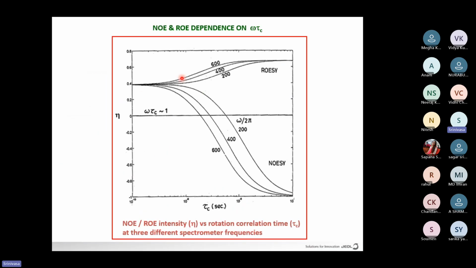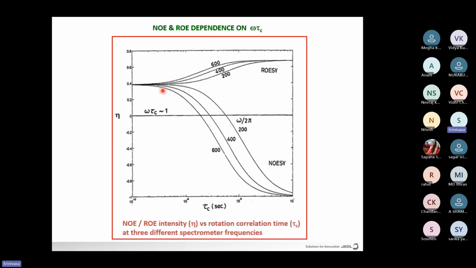I have given a graph here where the graph indicates NOE and ROE signals depending on the molecular weight. This graph shows the NOE buildup against the correlation time. Tau C is the correlation time, omega is the frequency, but you can consider this a molecular weight dependency. If molecular size keeps increasing, this graph looks like this: this is the NOE buildup curve and this is the ROE buildup curve.